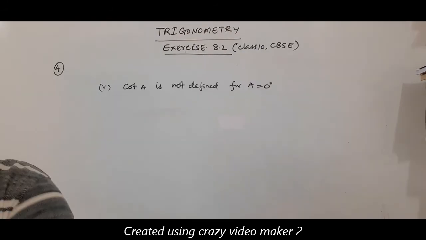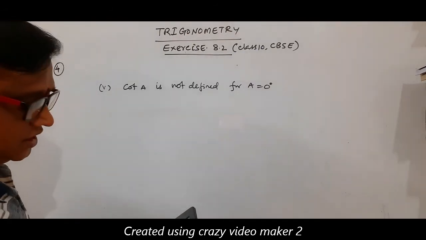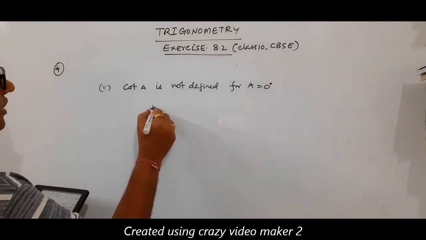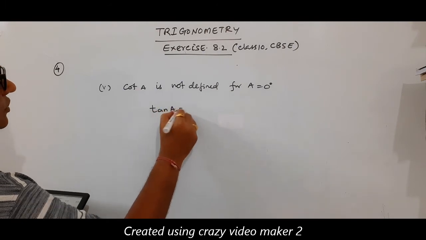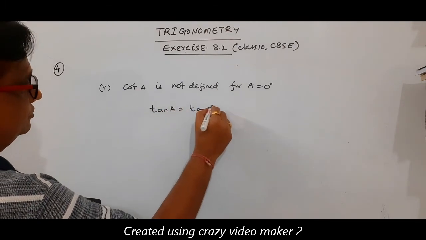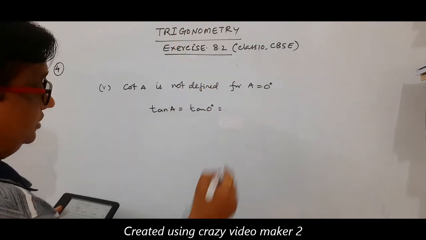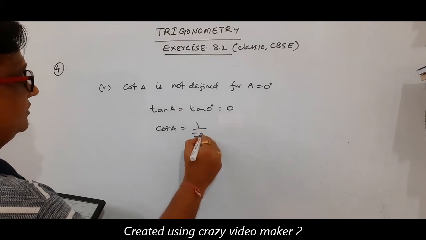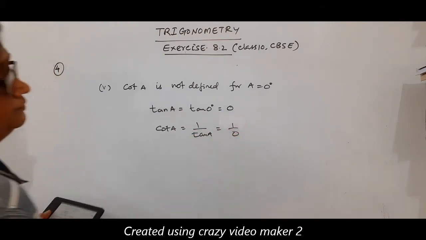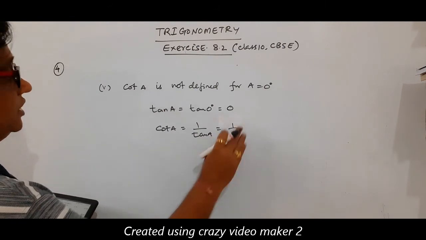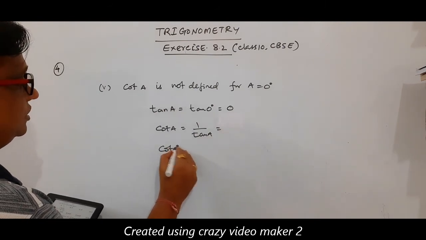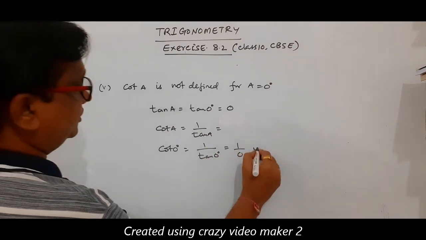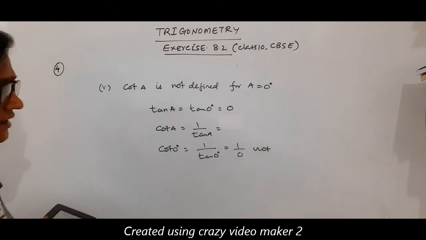Okay. In this last question, cot A is not defined for A equal to 0. The reciprocal of cot A is tan A. Tan 0 means 0. So cot A means 1 by tan A, so cot 0 degrees means 1 by tan 0 degrees, that is 1 by 0. So 1 by 0 is not defined, so it is true.